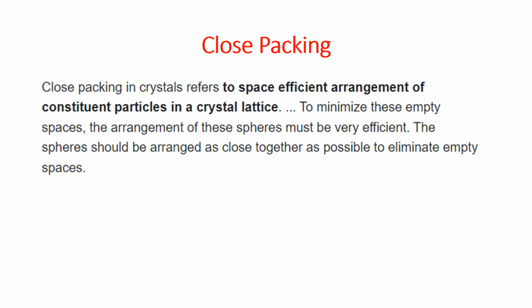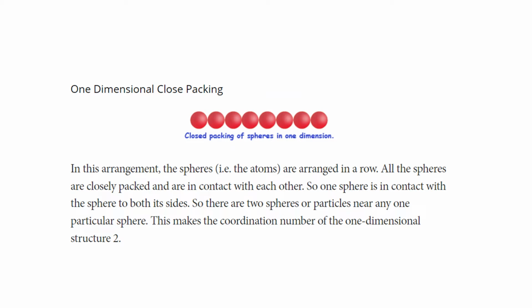So, before going to the three-dimensional or real close packed structure, we must know the basic thing, that is one-dimensional close packing. You can see here a one-dimensional close packing of the spheres. These spheres are arranged in a row. All the spheres are closely packed and are in contact with each other. So one sphere is in contact with the spheres on both sides. So there are two spheres or particles near any one sphere. This makes the coordination number of a one-dimensional structure 2.